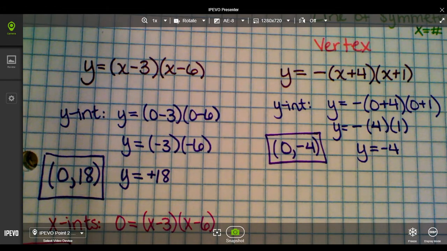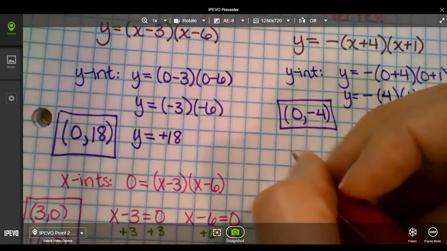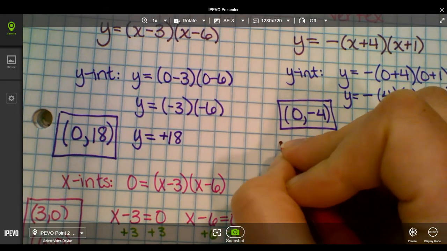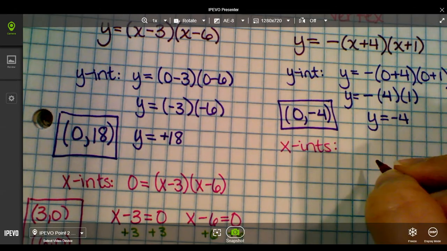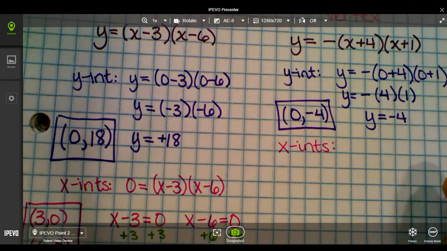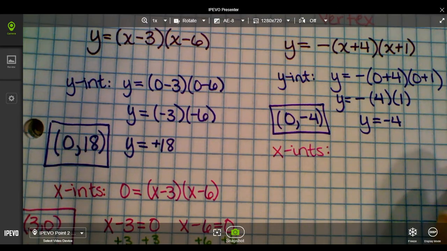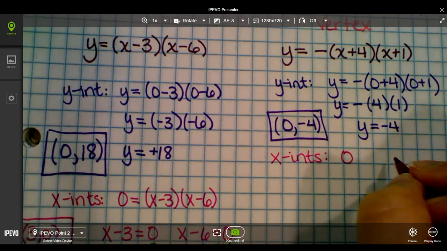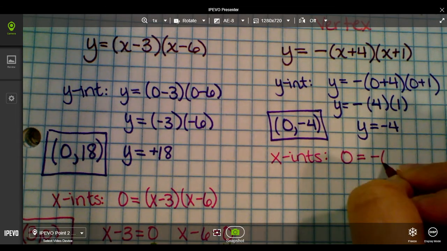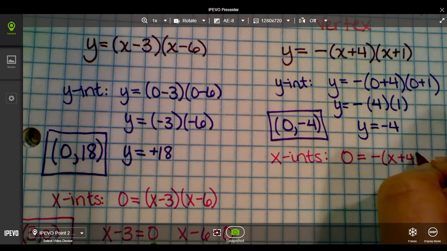The next ones now are our x-intercepts. So the x-intercepts, you're doing the exact opposite of what you were doing before. So x-intercepts. Now I am solving for x when y is 0. I want to know where it is on the x-axis. So I'm going to plug in 0 for y. And then, again, I'm going to use my zero product property.